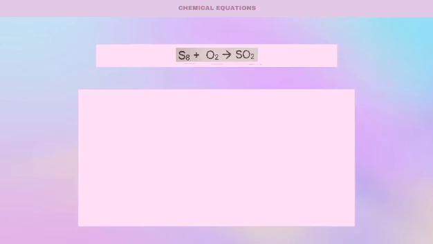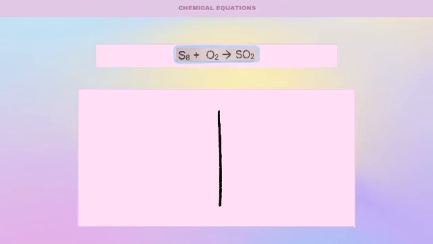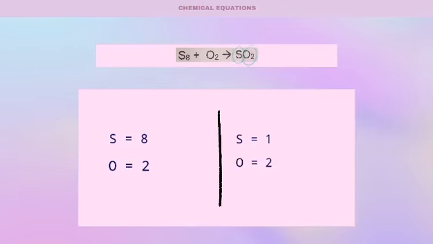Count the numbers of each atom in each element on each side of the equation and list them under that side. For the equation S8 plus O2 equals SO2, there are 8 sulfur atoms being added to 2 oxygen atoms on the left, so I would write S equals 8 and O equals 2. On the right side, there is 1 sulfur atom and 2 oxygen atoms, so I will write S equals 1 and O equals 2 under the right side. Since the number of atoms in each element isn't identical on both sides, the equation is not balanced.